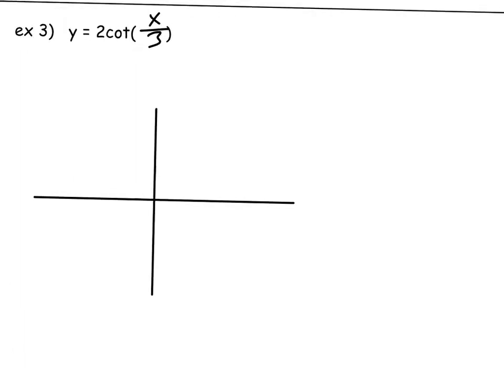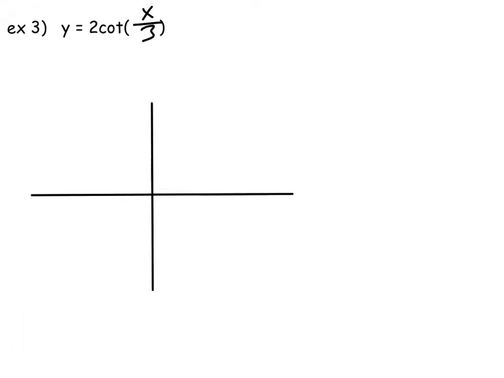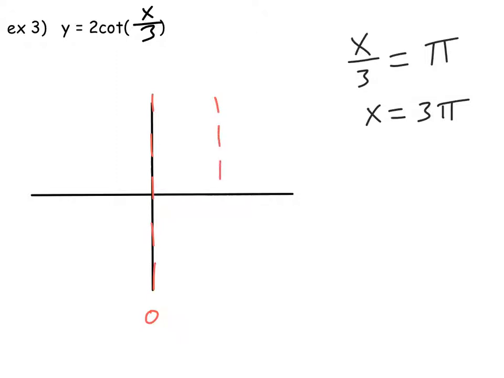All right, at this point, let's just do one of each. Exact same approach we had before. This graph has asymptotes. Where are they? Notice the difference here. I didn't set it equal to pi over 2 because I've got a cotangent curve. I set it equal to pi. I multiplied both sides by 3, and I get 3 pi. So we've got our 1 at 0. We've got our 1 at 3 pi.